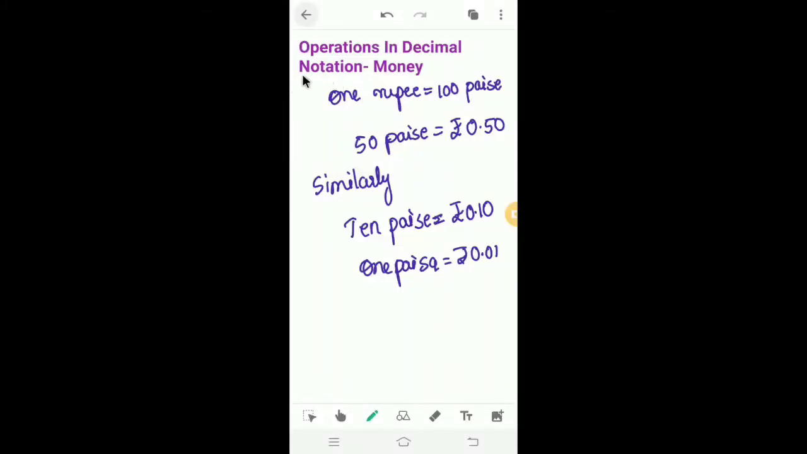Dear students, today we will learn operations in decimal notation. Money: 1 rupee is equal to 100 paise. 50 paise is equal to rupees 0.50. Similarly, 10 paise is equal to rupees 0.10. 1 paisa is equal to rupees 0.01.